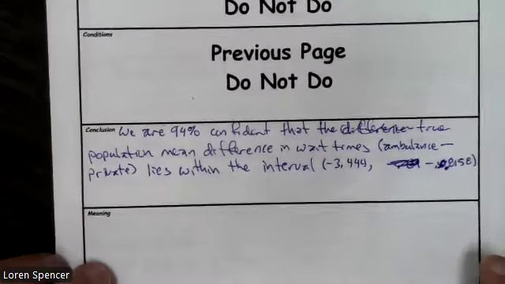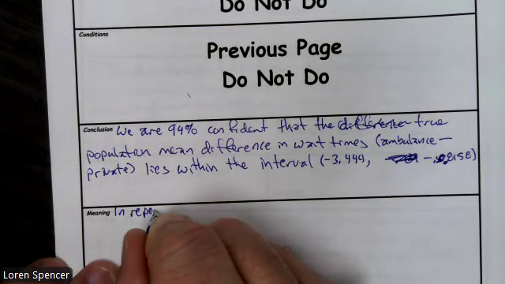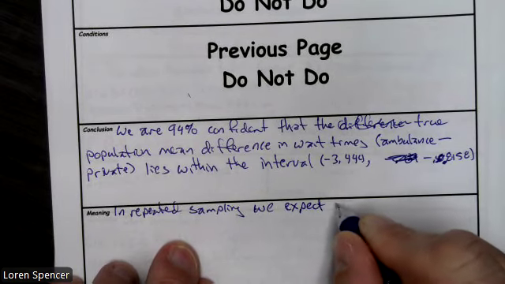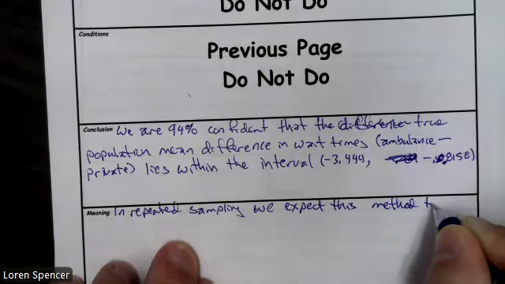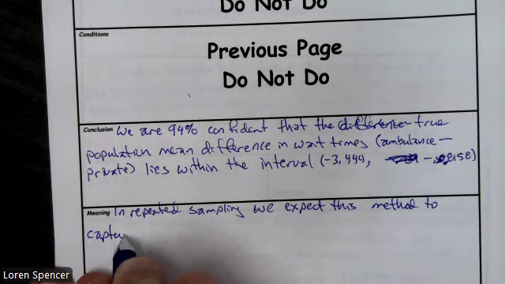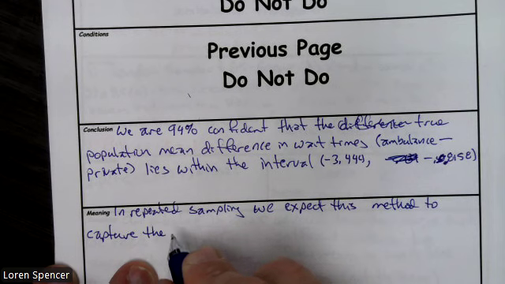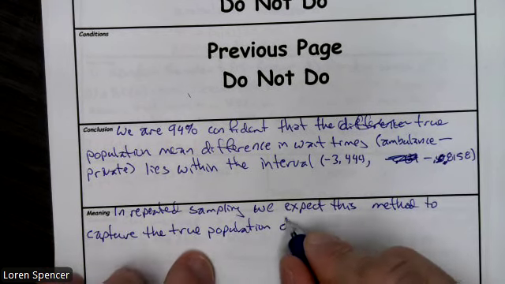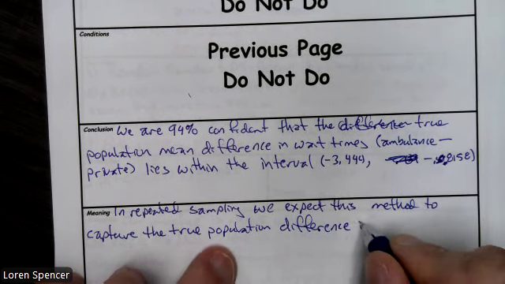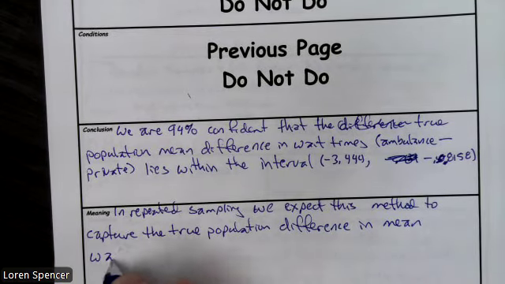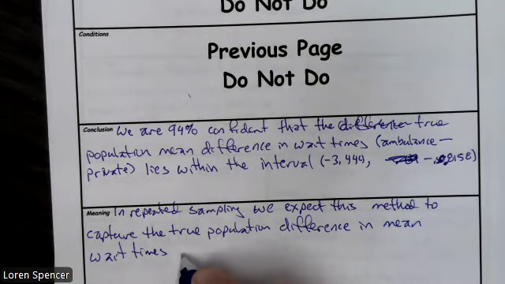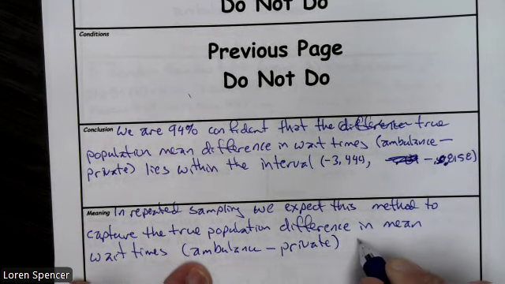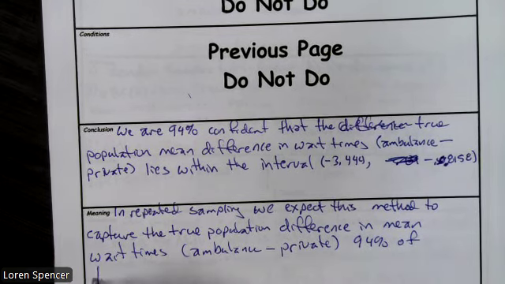And what can we say? Well, in repeated sampling, we expect this method, our method, to capture the true population difference in mean wait times, ambulance minus private, 94% of the time.